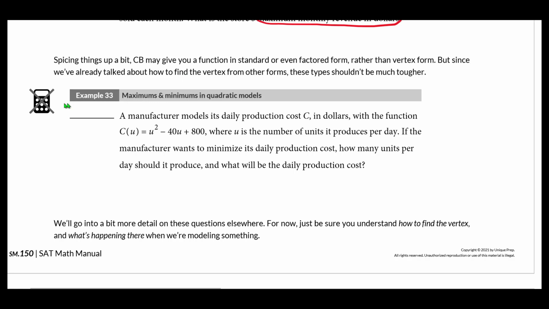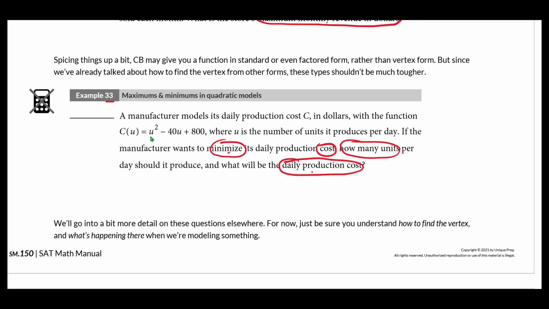Down at the bottom, example 33, let's go ahead and read through this. A manufacturer models its daily production cost C in dollars with the function C of U, where U is the number of units it produces per day. If the manufacturer wants to minimize its daily production cost, how many units per day should it produce, and what will be the daily production cost? So we have to do two things here. We have to find out how many units we have to produce in order to minimize the cost, and what that minimized cost will be.